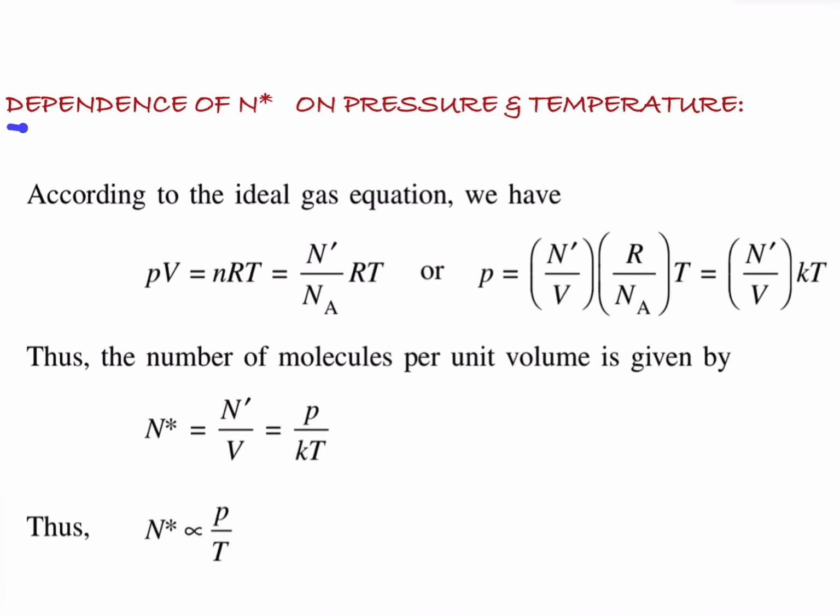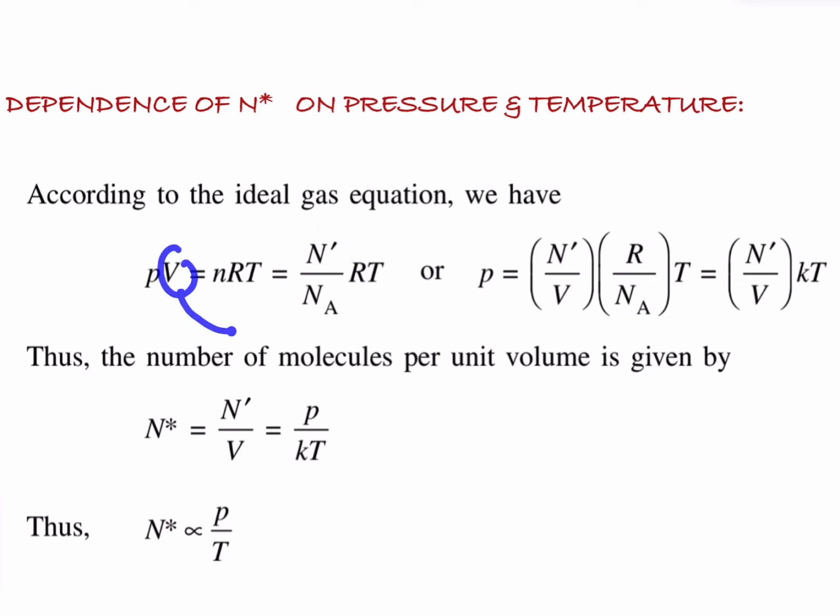And the next term is the dependence of n star on pressure and temperature. So first you have to know what is n star. After that, how it depends on pressure and temperature. Let us take the ideal gas equation, that is PV is equal to nRT. In this, n is the number of moles of the gas. This n can be written as the number of gas molecules present divided by the Avogadro number. This is the number of molecules present, and this is the Avogadro number, and that is equal to the number of moles.